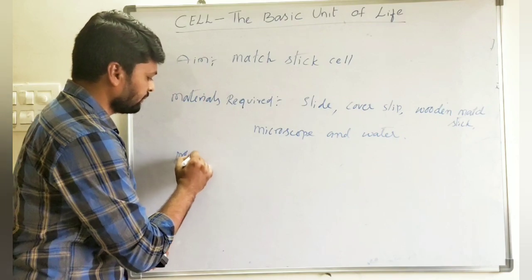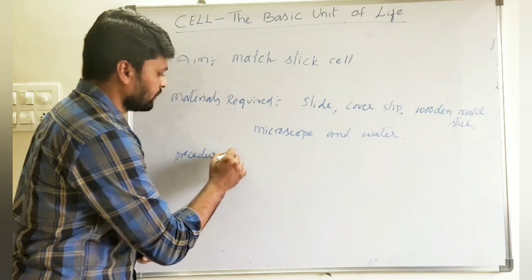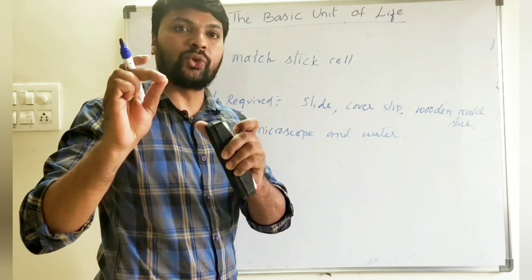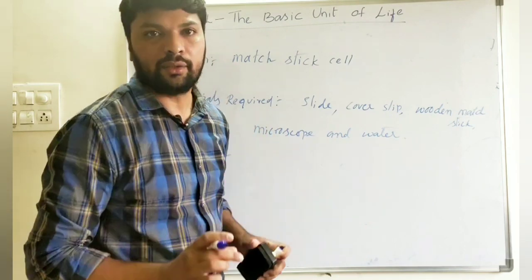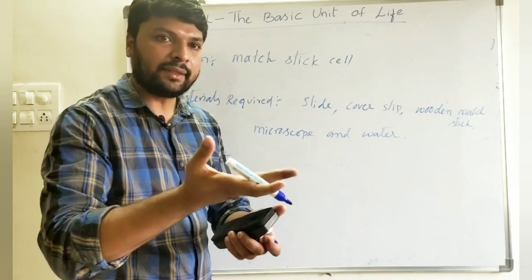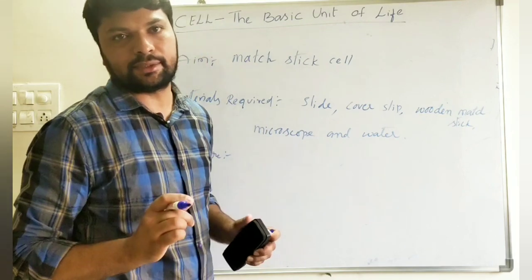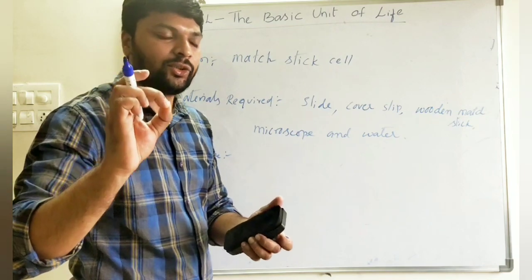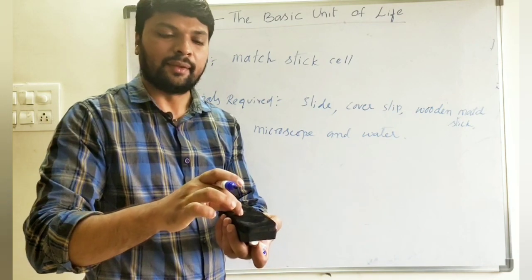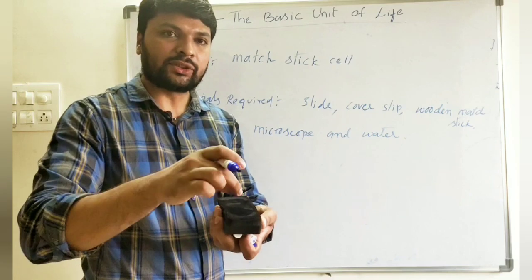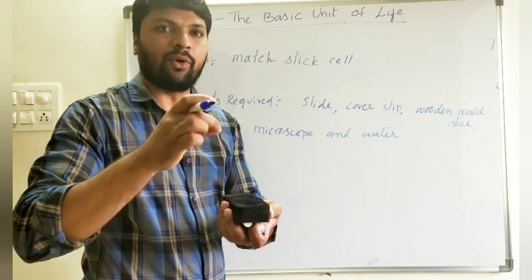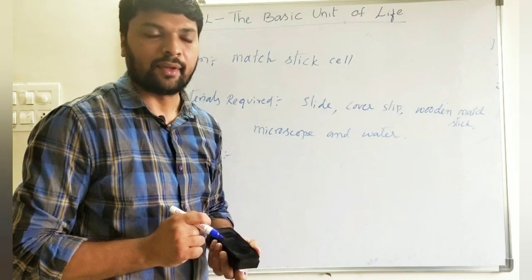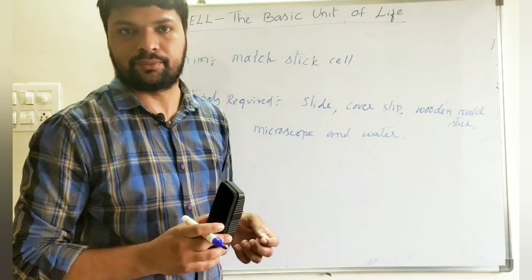Procedure. First, we need to take a wooden matchstick and soak it in water for an hour. After that, cut it into thin slices. Among the thin slices, take a thin slice and place it on a slide, put a drop of water, cover it with the help of a cover slip and observe it under the microscope.